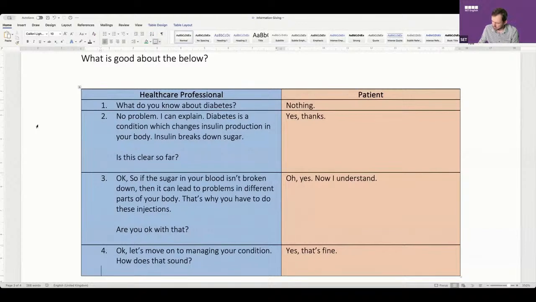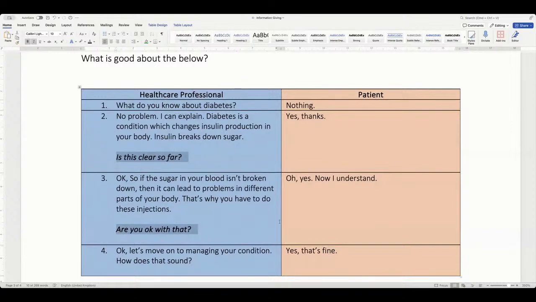Okay, Helen, what's good? It's good that it has some chunking. Yeah, okay, so chunking's definitely been used: 1, 2, 3, 4. And asking the patient, is it clear? Is it okay? So giving some breaks and asking if the patient understood that or not.